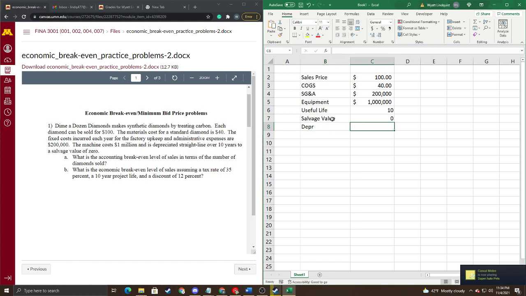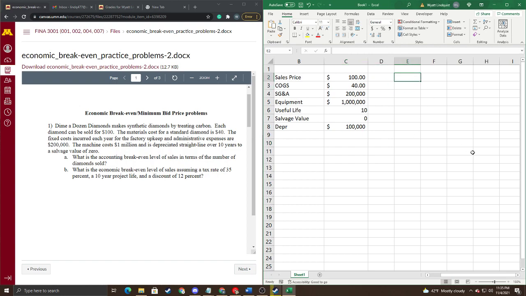So our depreciation, I'm just going to abbreviate it. Depreciation is going to be equal to 1 million minus our salvage value divided by the number of years. And we have to add in parentheses here. Otherwise, order of operations will not let it work. So our depreciation will be $100,000 per year.